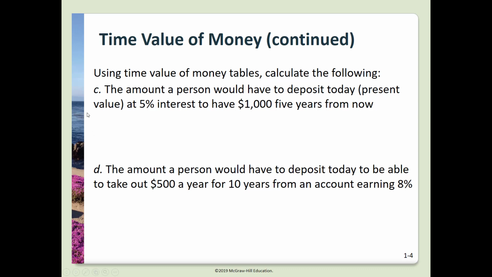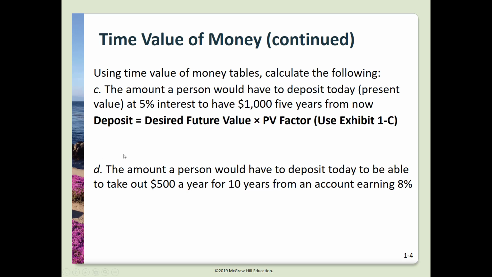The amount a person would have to deposit today, in other words, the present value, at 5% interest to have $1,000 5 years from now. In this problem, we're making a single deposit. So the formula we're going to use is our present value deposit is our desired future value, that's the $1,000 we want in 5 years, and the present value factor. So since this is a present value formula and we're doing a single deposit, we'll go ahead and use Exhibit 1C based on the 5% interest and the 5 years.